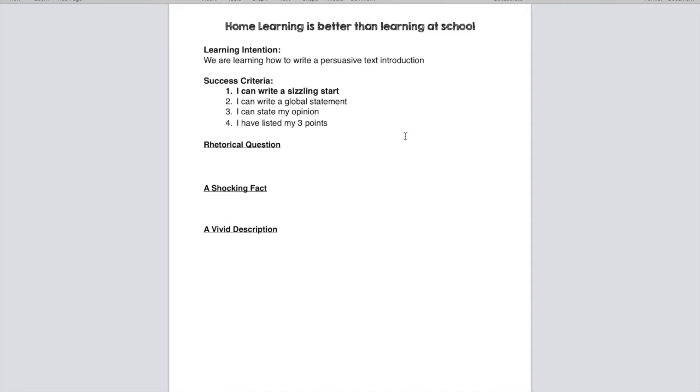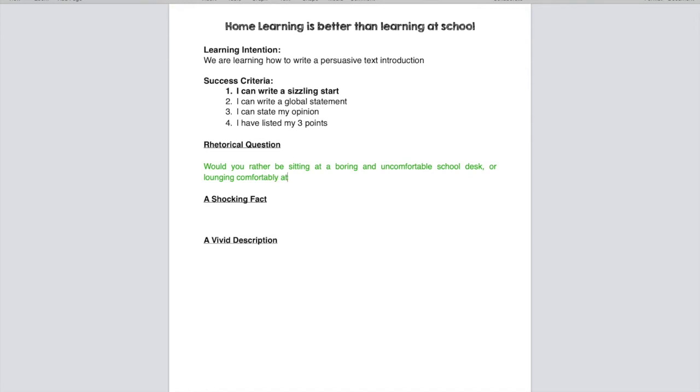So the rhetorical question that I'm going to use as an example is, would you rather be sitting at a boring and uncomfortable school desk or lounging comfortably at home? Just to repeat that rhetorical question, I've written, would you rather be sitting at a boring and uncomfortable school desk or lounging comfortably at home?